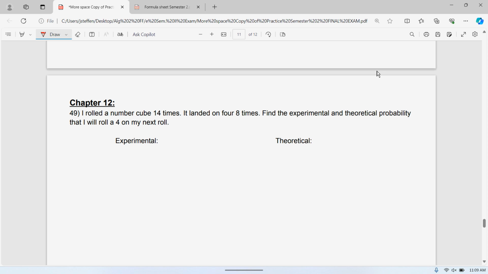So I rolled a number cube 14 times. A number cube is a dice. Cubes have 6 sides, so there's 6. It landed on 4 8 times. Find the experimental and the theoretical probability that you will roll a 4 for the next roll.